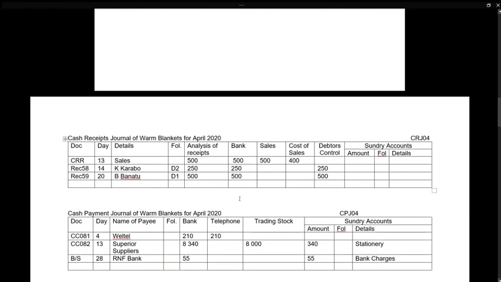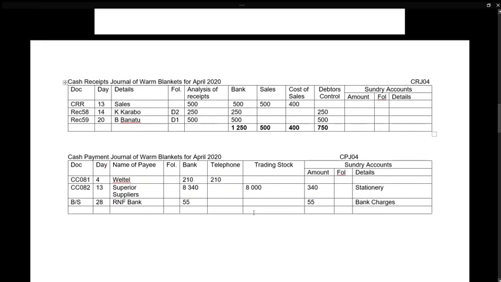Right, so remember, analysis of receipts is not an account, therefore I won't even total this. Bank total receipts will be 1,250 Rand. Sales, easy, 500 Rand. Cost of sales 400 Rand. Debtors control 750 Rand. Your sales, your debtors control and your sundry account, in this case 0, together should equal bank. So 500 plus 750 equals my bank. That one's fine.